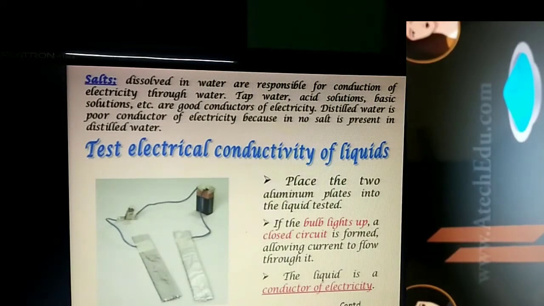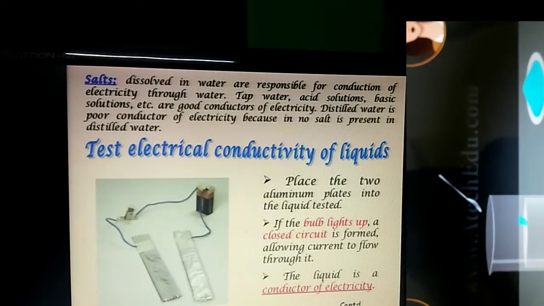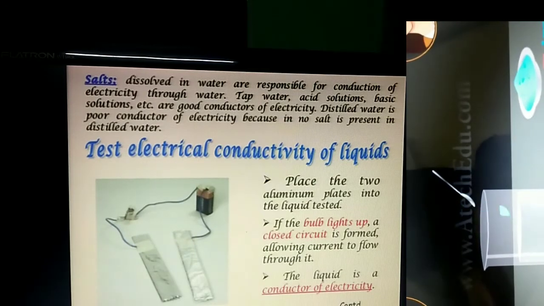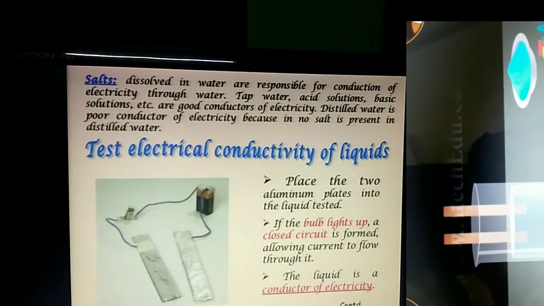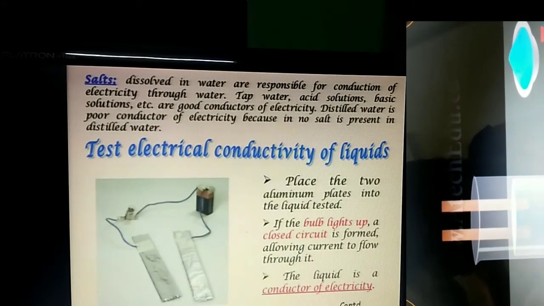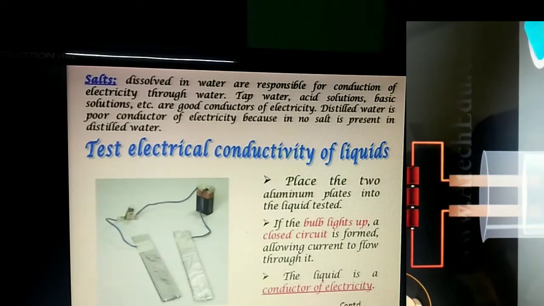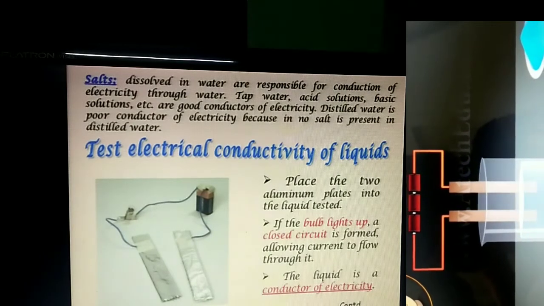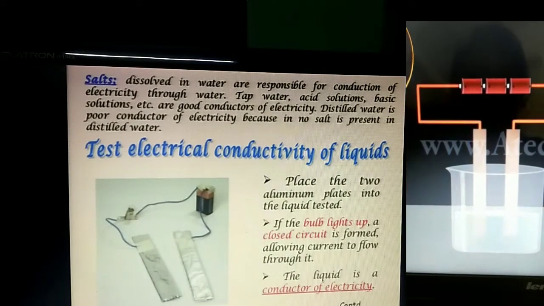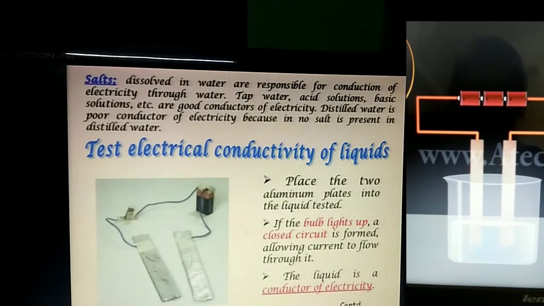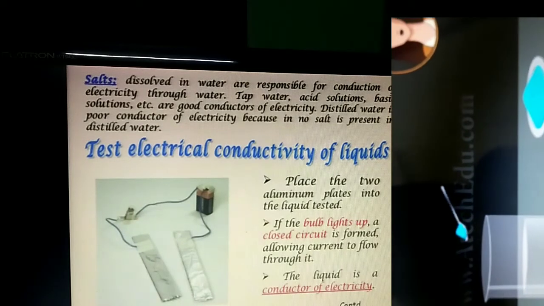How can you test electrical conductivity of liquids? Now, place two aluminum plates into the liquid tested. If the bulb lights up, a closed circuit is formed, allowing current to flow through it. The liquid is called a good conductor of electricity, or electrolyte.